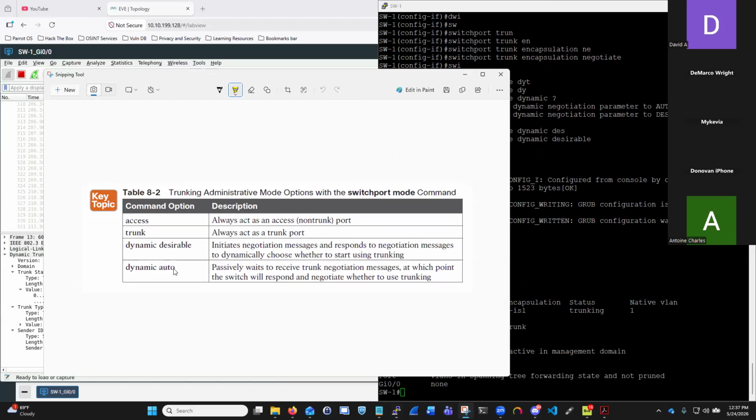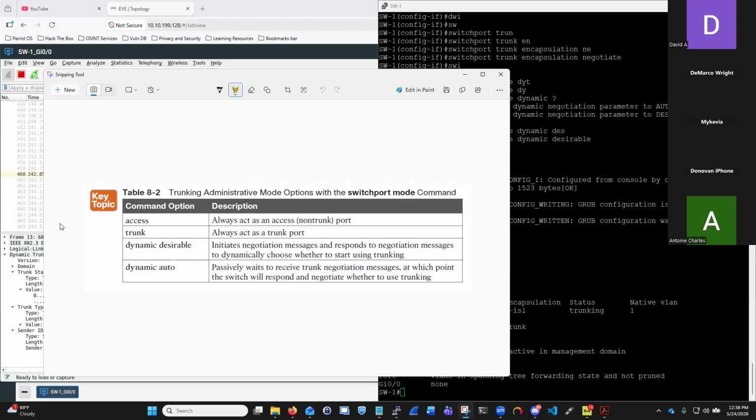Dynamic auto is passively waiting for messages. Dynamic desirable is initiating negotiation messages and responding to negotiation messages, right? So if I set both switches to dynamic desirable, they're both going to be listening and responding to messages. If I set both switches to dynamic auto, they're passively going to be waiting for negotiation, and they're never going to come up.